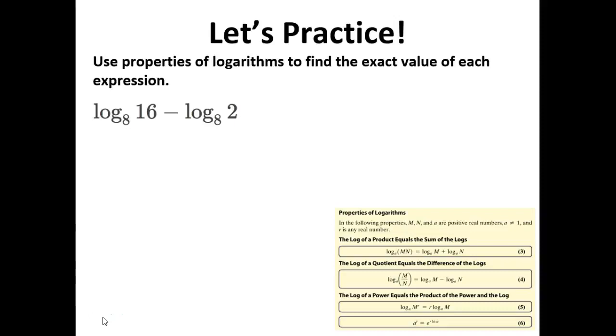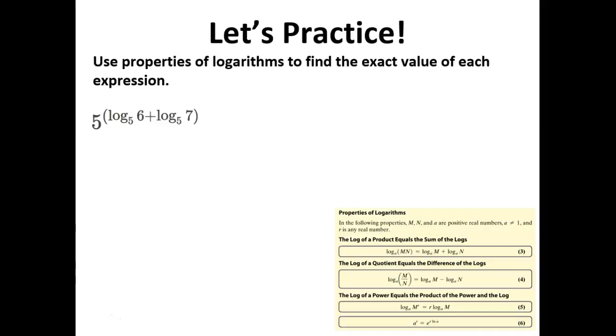So here we have two different logs, same bases, with the subtraction in between them. That's this property right here, the difference of logs. We can write this as a single logarithm, log base 8, where we do the first over the second, and that's going to be log base 8 of 8. Well, this is saying 8 to the first. 8 to the first is equal to 8. So all said and done, our grand total answer is going to be just 1.